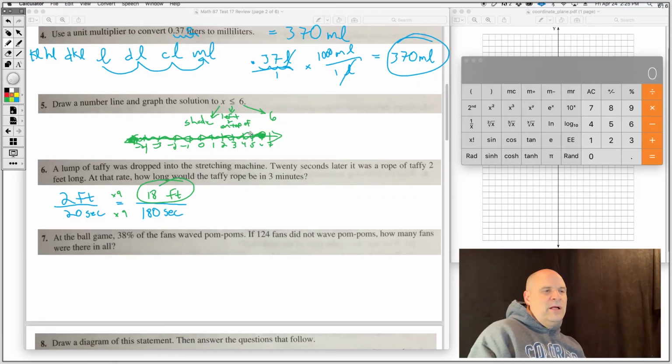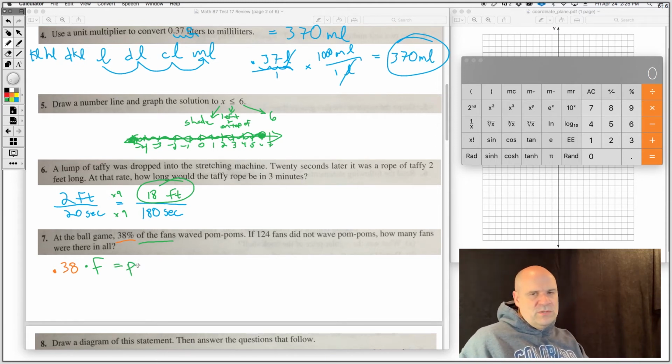Okay, great. Number 7. At the ball game, 38% of the fans. So how do you say 38%? Is 0.38, right? Because percents are useless. How do you say of the fans? Well, of means multiplication. And F looks like our variable. So 38% of the fans waved pom-poms, okay? So waved pom-poms, you could say, these are the pom-pom wavers, equals P.